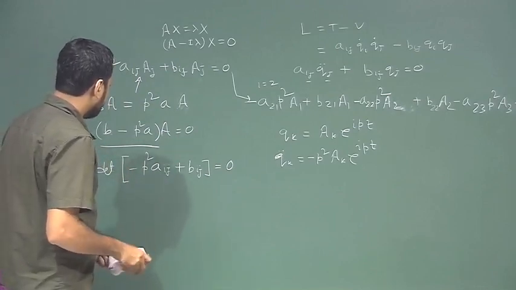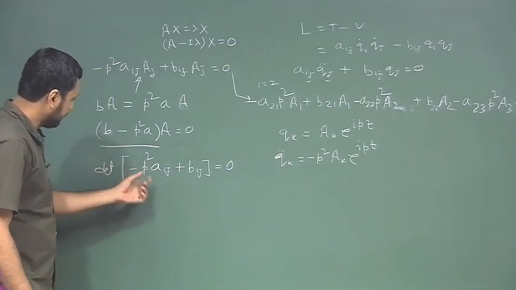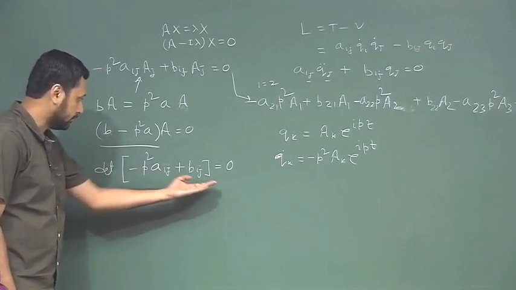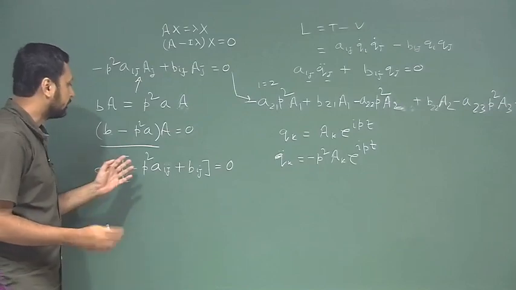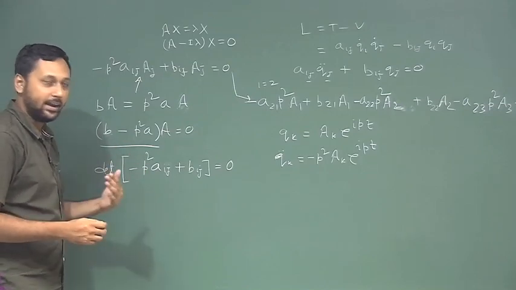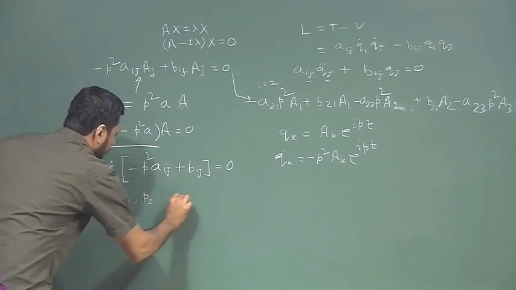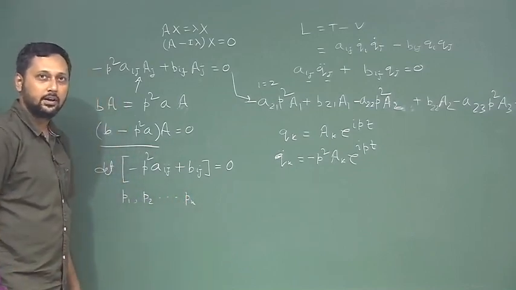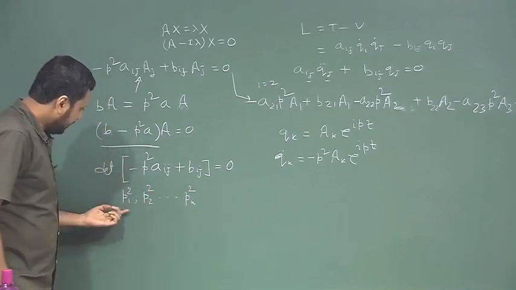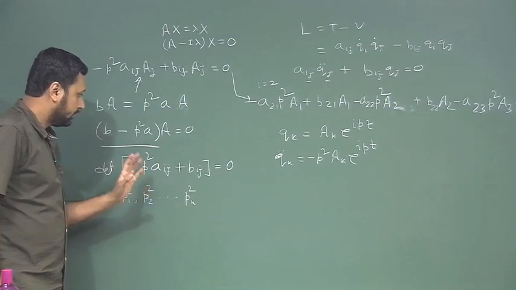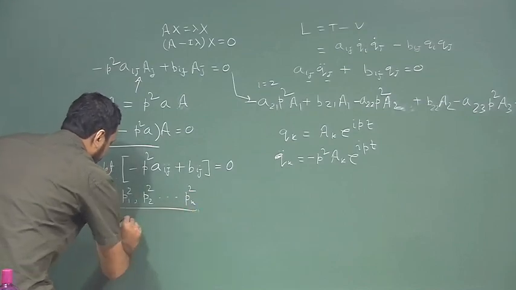Now, if this condition has to be satisfied, what will we get? Let us say we open this determinant, and it will be a polynomial of degree 2n in p, or degree n in p square. So, solving this, we will get p1, p2 up to pn, or rather p1 square, p2 square up to pn square. Now, this will give us distinct values of the eigenfrequencies. So, these are all frequencies.